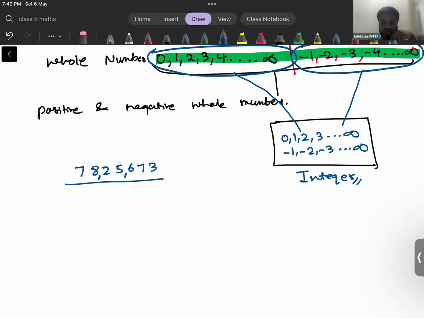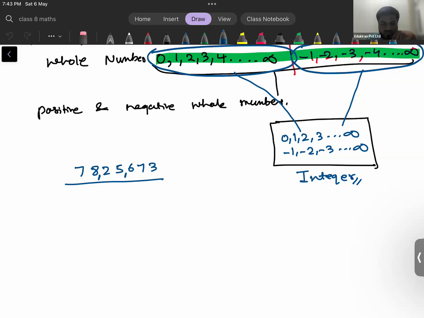You are describing 7,825,600 as per which system? Are you using the Indian numeral system or the international system of naming the numbers? Because in the Indian numeral system, we don't use millions. But in the international system, we use millions and billions, right? So if you're talking about million, you are naming it as per the international system. According to the international system, what will be its name?